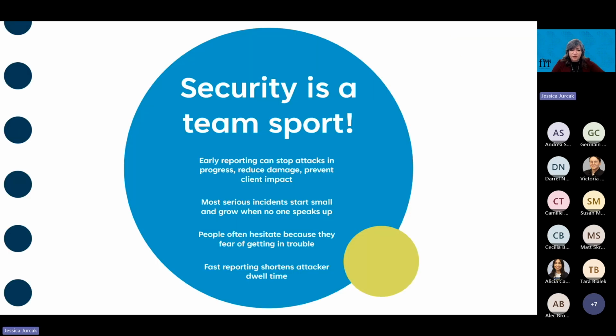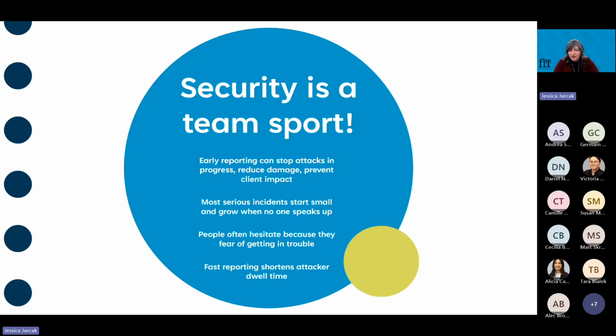security is a team sport and early reporting is critical. If you did click that link, if something did happen, this is a no judgment zone. Give us a call immediately. If something looks weird, give us a call. It stops attacks that are in progress. When we get that early report, it can reduce damage. It can prevent high client impact. The most serious incidents always start small, and then they grow when no one speaks up.